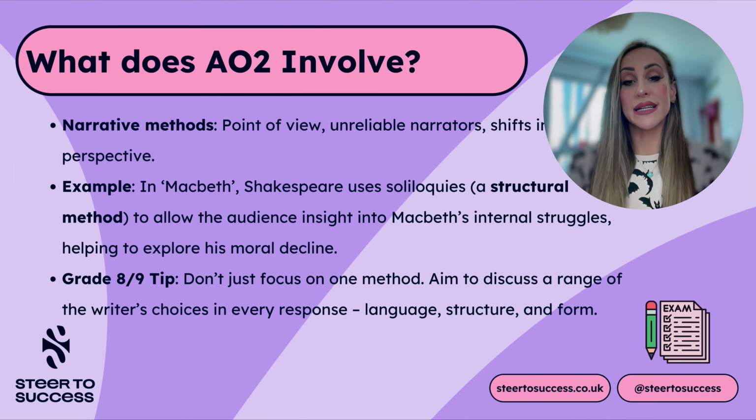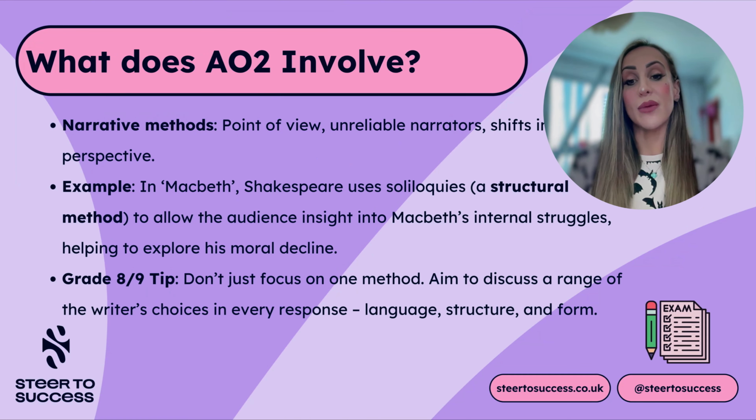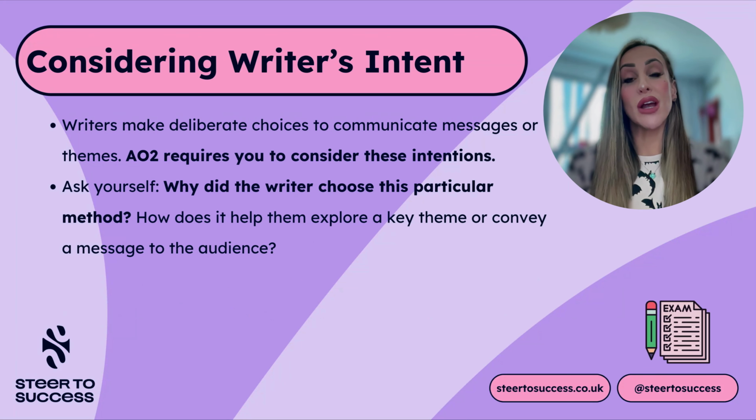So in Macbeth, as an example, Shakespeare uses soliloquies, which is a structural method, but part of AO2, to allow the audience insight into Macbeth's internal struggles, helping to explore his moral decline. And as a grade 8 or 9 tip, don't just focus on one method. Aim to discuss a range of the writer's choices in every response. So language, structure, and form, because that's really going to help you hit the top marks, because most students only focus on language.